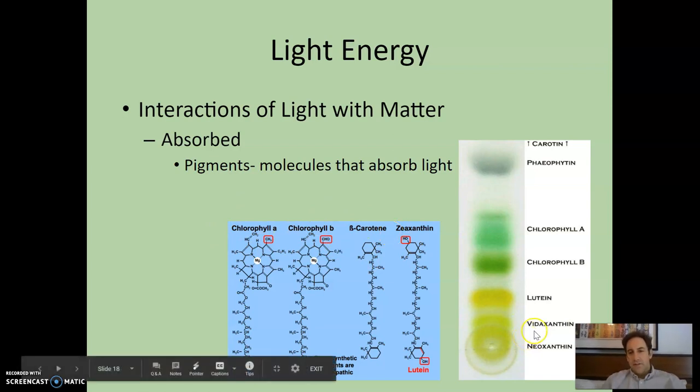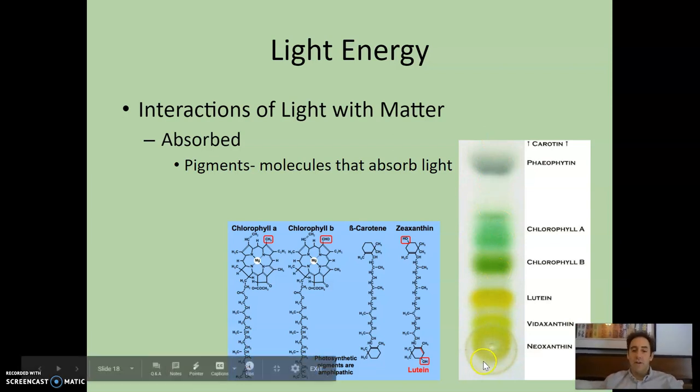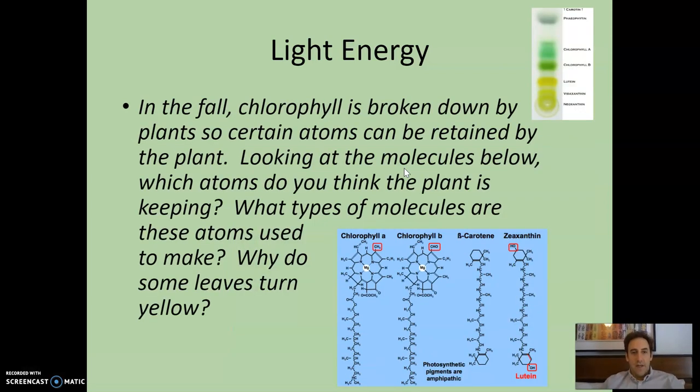There's a lab where you can separate these pigments and they have different colors. And that makes sense that they would be different colors because that means they're going to absorb different wavelengths of light. So by having a wide variety of pigments, a plant can absorb a wide variety of light.